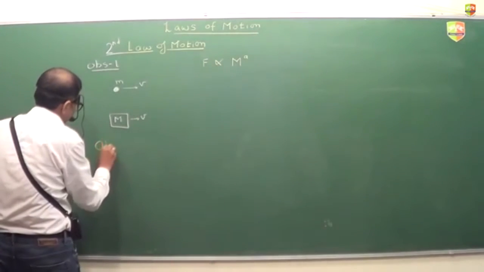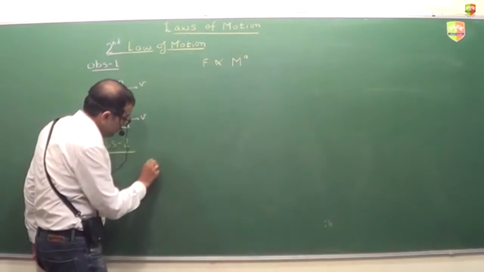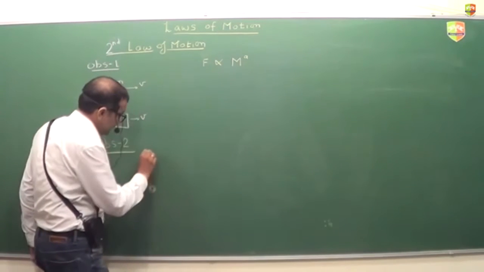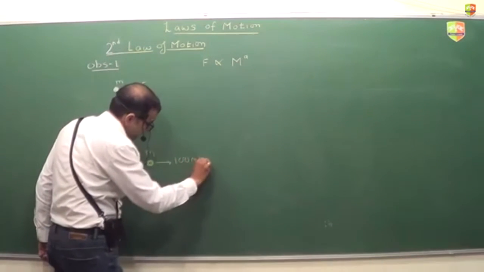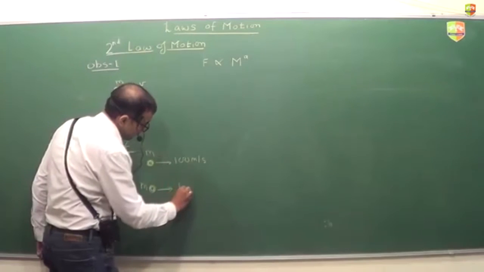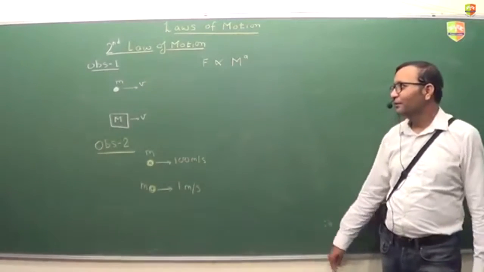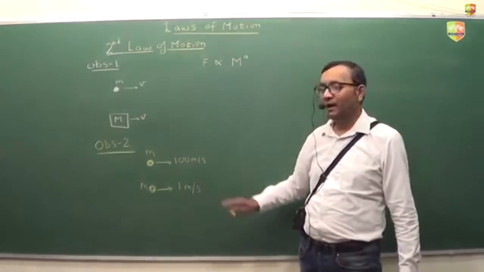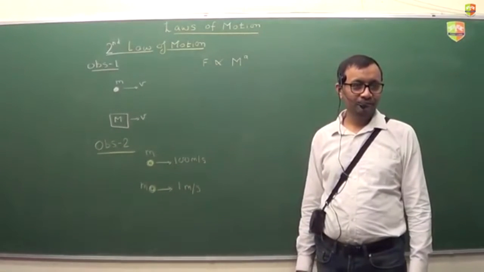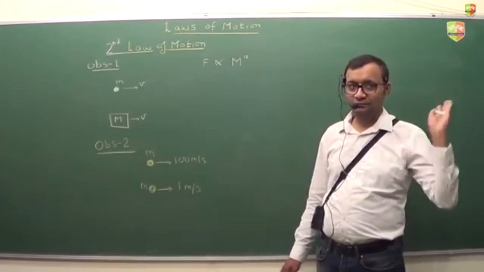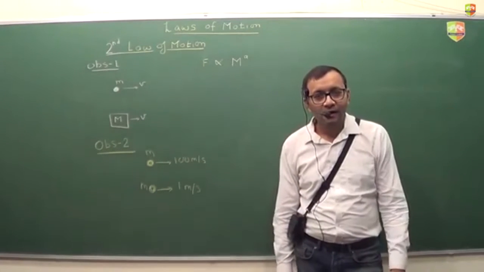Observation 2. Suppose you have two equal masses. This is moving with 100 meter per second. It's like a bullet. And this is moving with 1 meter per second. Which will take more effort to stop? Of course, the higher velocity. Okay? So what is the force proportional to? Velocity. Acceleration. Here, according to observation, what is it? Velocity.